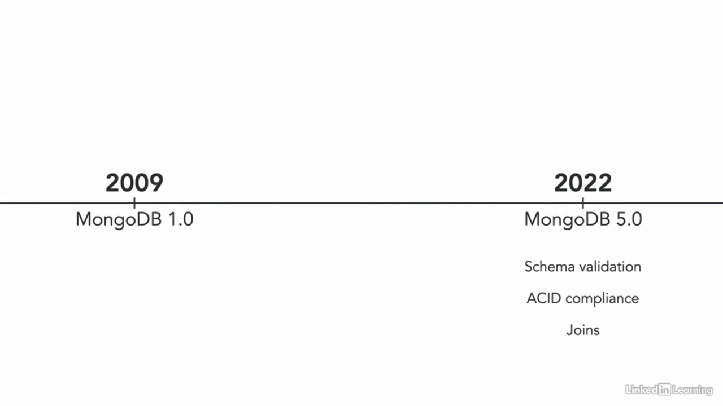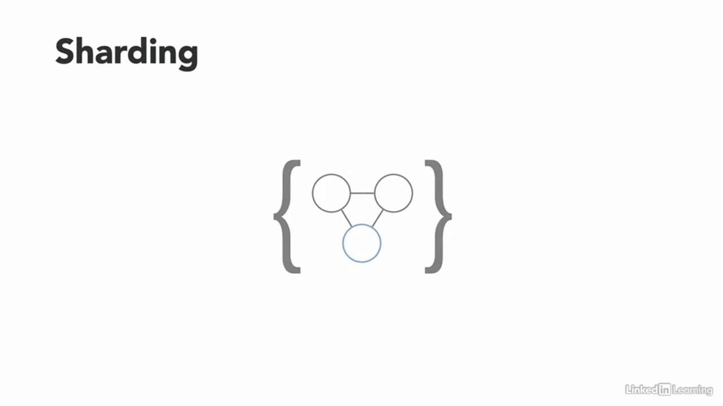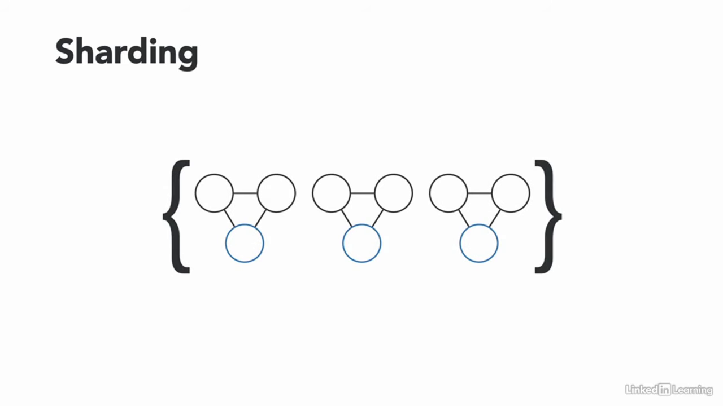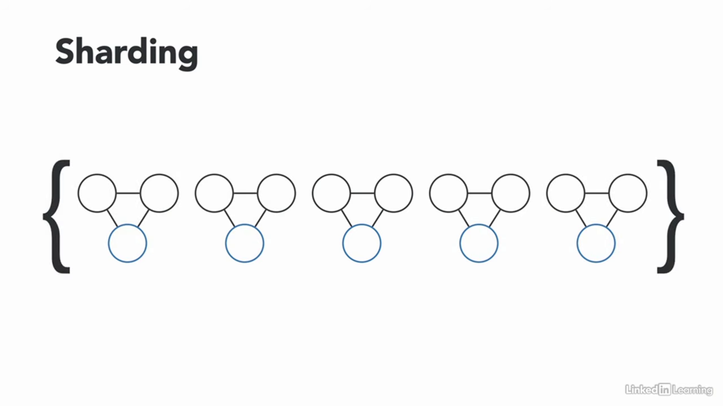Do you want some examples? Let's talk about sharding. How MongoDB scales horizontally using sharding allows for data locality while also giving you the option to reshard on demand. That is industry leading. Want another example?